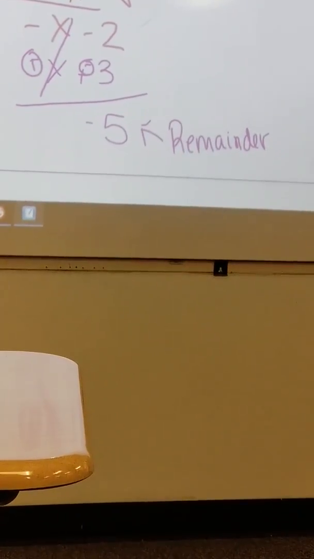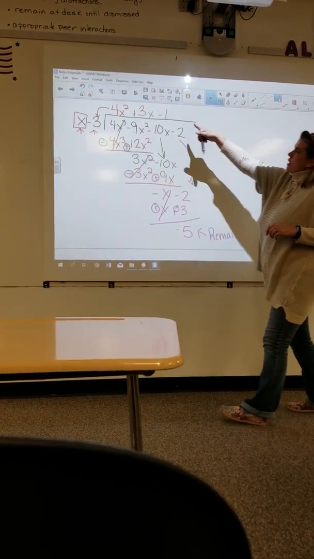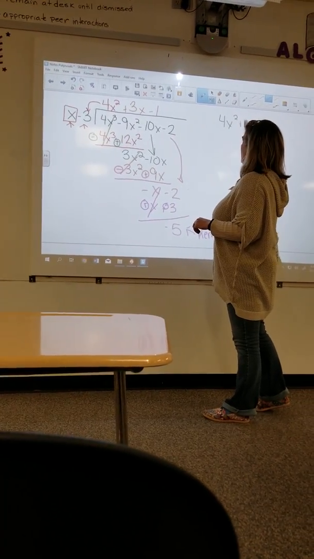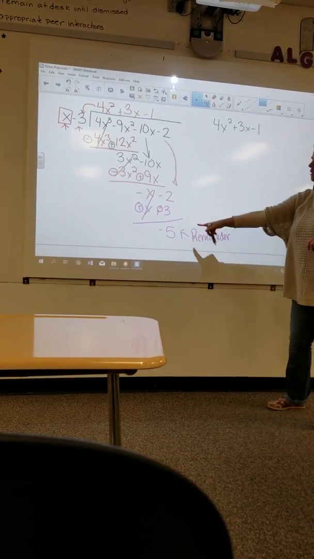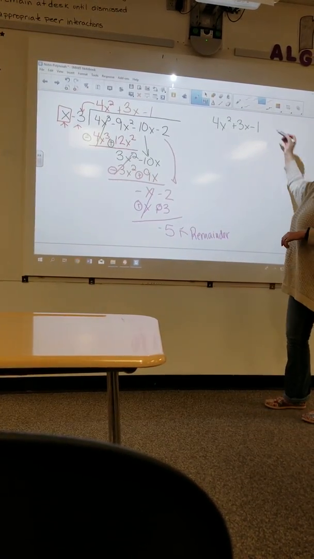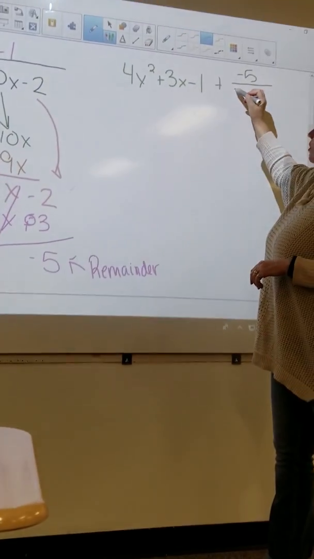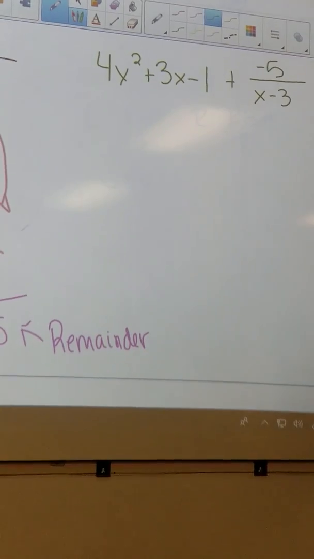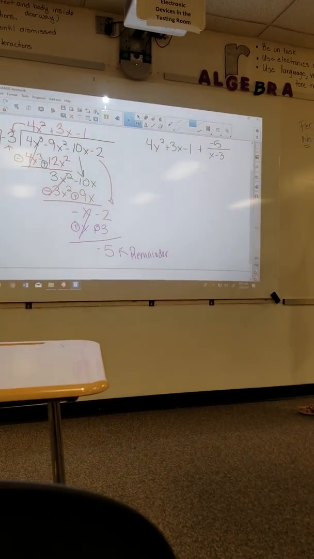Okay, now when you write it, here is your answer. 4x squared plus 3x minus 1, and this is your remainder, so it's plus a negative 5 over x minus 3. Yeah, when that does that. So you change it from positive to negative.